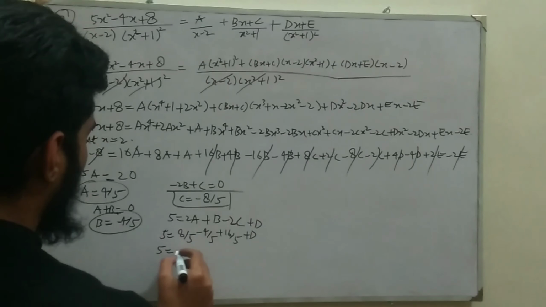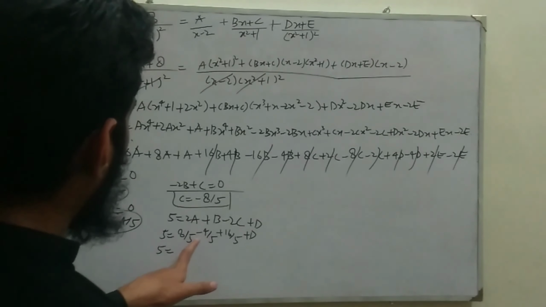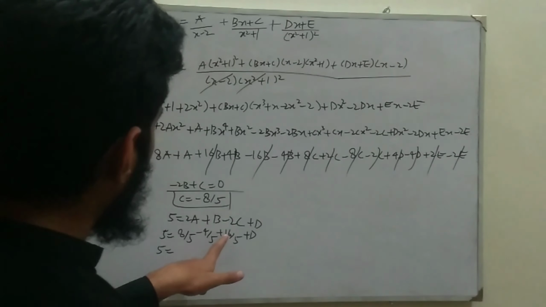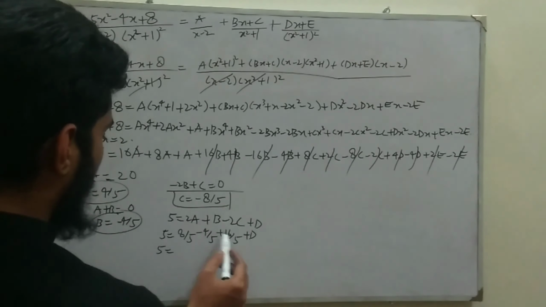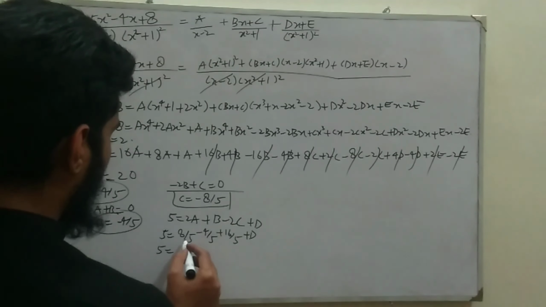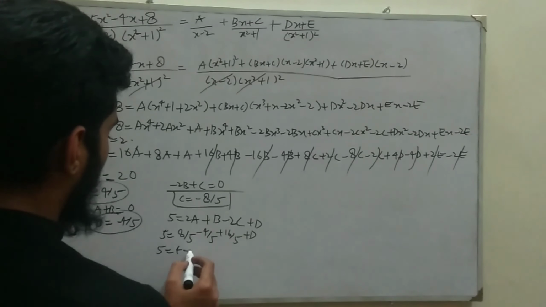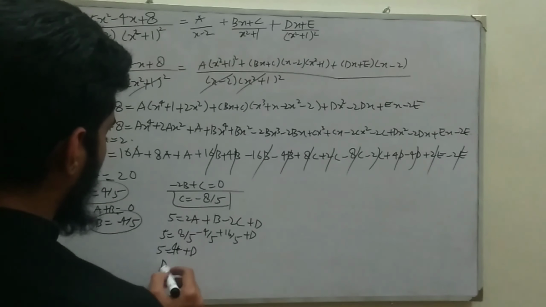So 5 is equal to 8 minus 4, it gives us 4, and 4 plus 16, it gives us 20 over 5, because 8 minus 4, 8 plus 16, 24 minus 4, it gives us 20, and 20 over 5 gives us 4 plus d. So the value of d is equal to 1.